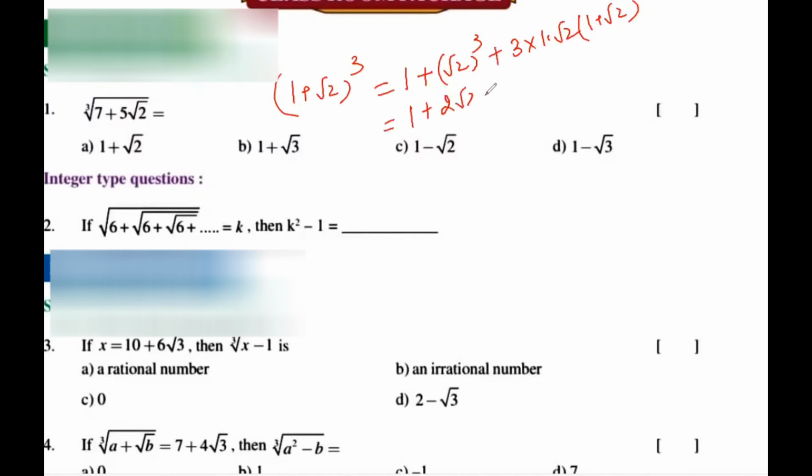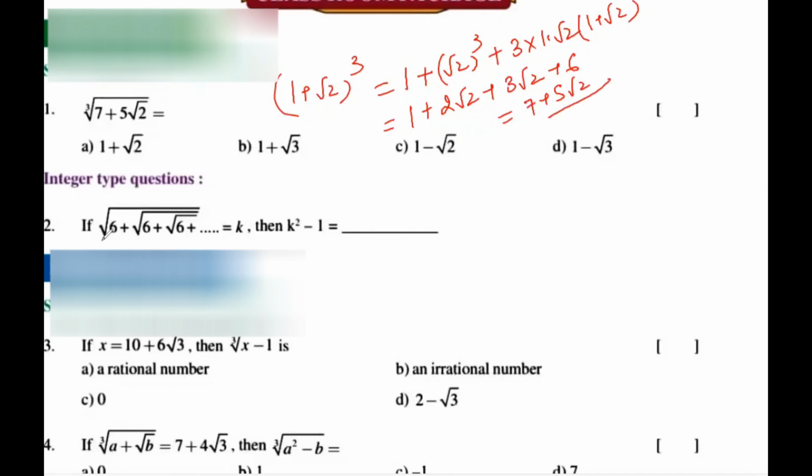Okay. If you want to just check, you can check this as well. What can happen is that 1 plus root 2 cube, when you do, this will be A cube plus B cube, which will be root 2 cube plus 3AB, 3 into 1 into root 2 plus AB, right? You know the formula plus B whole cube, right? 1 plus 2 root 2. This will be 3 root 2 and this will be 6. So as you can see, this is 7 plus 5 root 2.